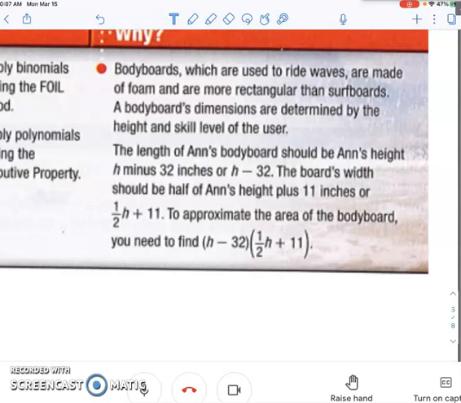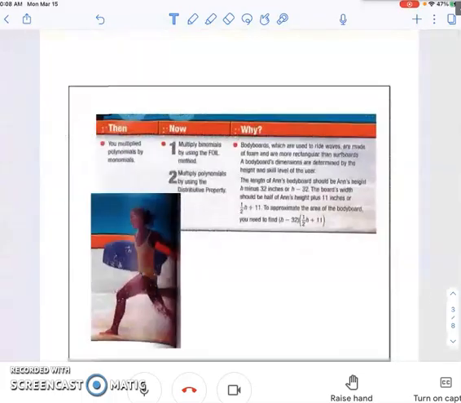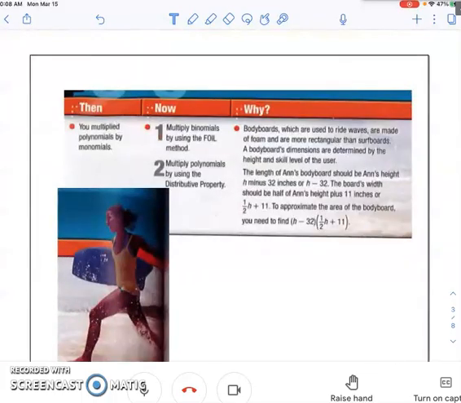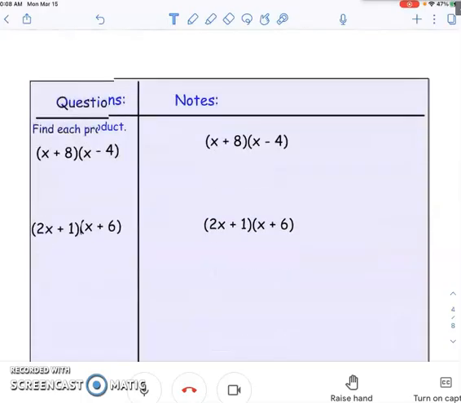To approximate the area of the bodyboard, you need to find h minus 32, that quantity, times 1/2 h plus 11, because it would be the length times the width to find the area of the bodyboard. And that would be like if you were constructing it, how much material you would have to use.